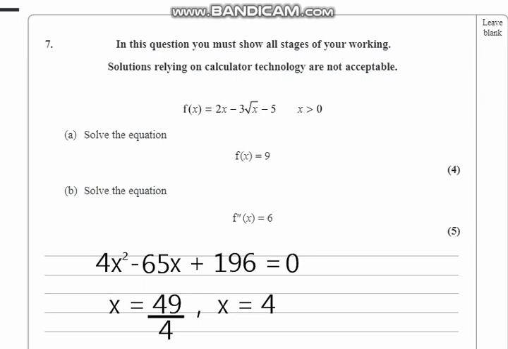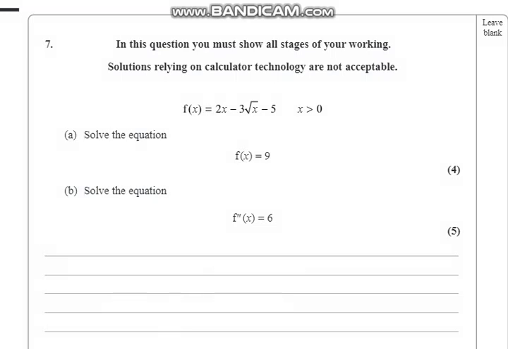Moving on to the B part. Solve the equation f double dash of x equal to 6. If you remember, earlier I told you that f dash of x is the first differentiation, and with two dashes, that's the second differentiation of it.